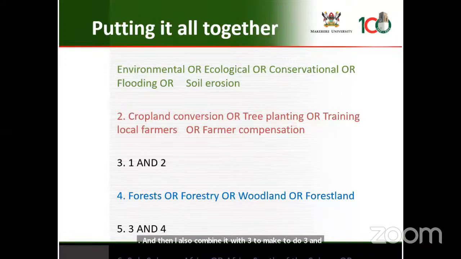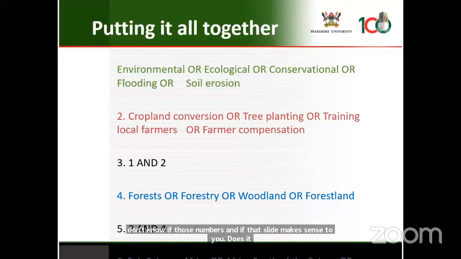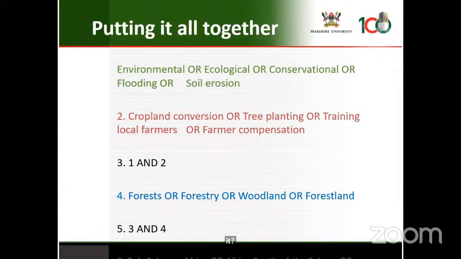I don't know if those numbers and that slide make sense to you. Does it? Why the numbers? Because in database searching, as we shall see, there will be search 1, search 2. So I am combining search 1 and search 2. They are 2 different concepts with their synonyms. And then when I bring in search 3, I'm going to add 3 and 4. You can have as many as your database can accommodate, or as many as are in your topic.